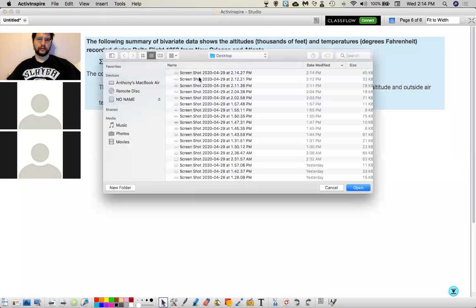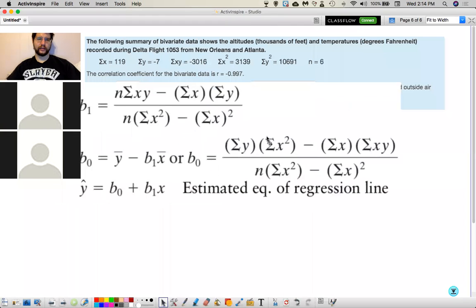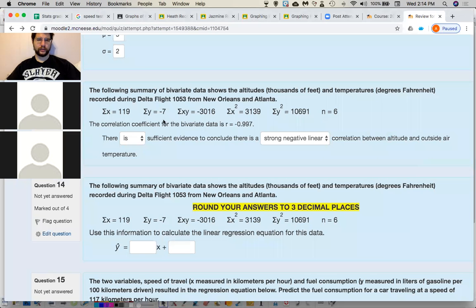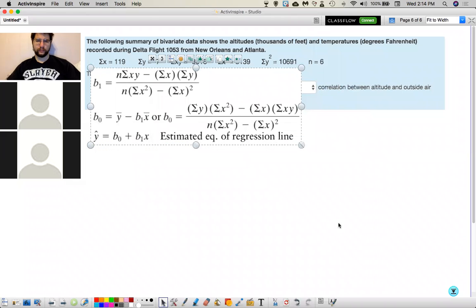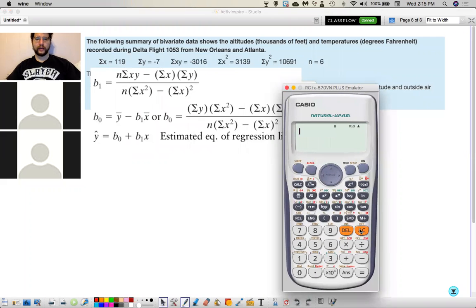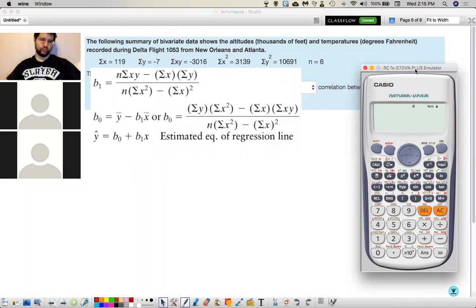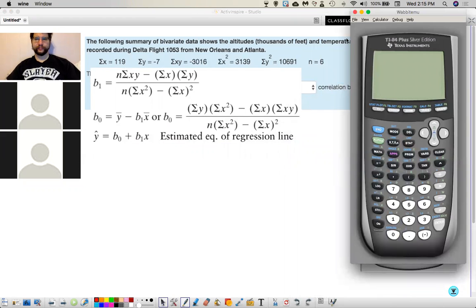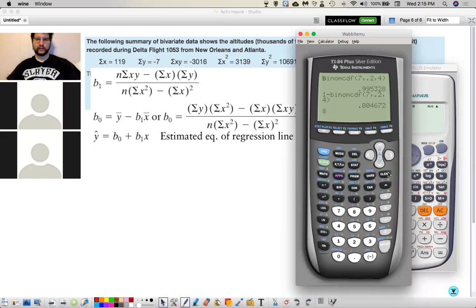And I'll just do the work right here because I already have it there and the data is the same. Let's read the other question. Let's make sure these all match. Yes, they do. Okay. I'm going to calculate B1 and B0. I'm just going to type in the calculator. I'll do B1 in the TI, and B0 in the Casio because it's a little more work. Just so you can see what it looks like.